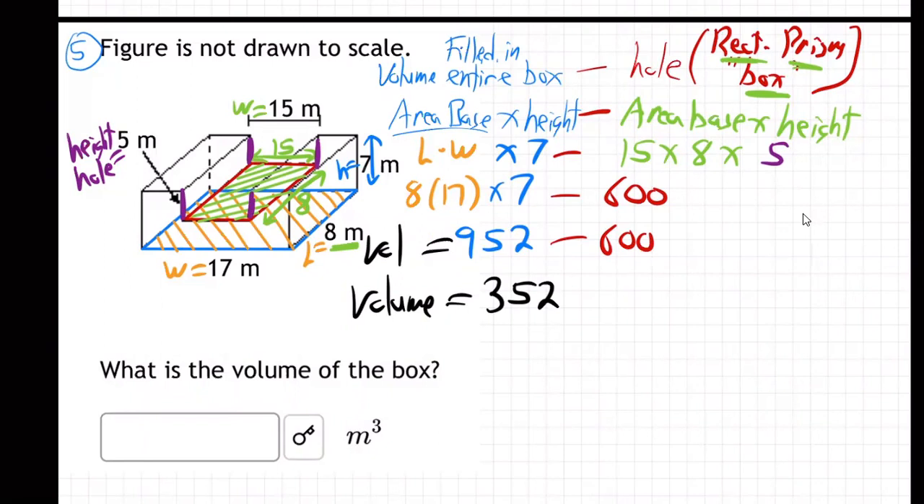So we got it. We did it by subtraction. So we took the entire filled in volume, if the box was completely filled in, which is just area of the base, ground floor, times the height. So it's length times width, 17 times 8 times the height of 7, got 952. Then we subtracted out the hole, which is itself a box. The box-shaped hole, a rectangular prism, which is, again, area of the base, which is 15 by 8, times the height, which is 5. So there we go, by subtraction. I think that's the easiest way.